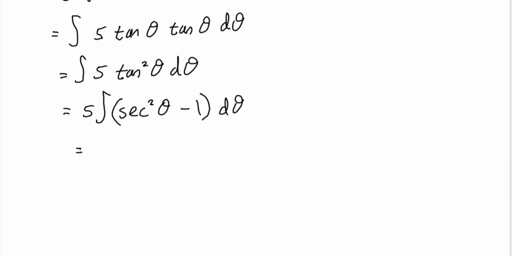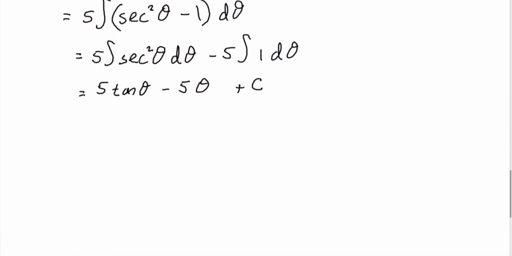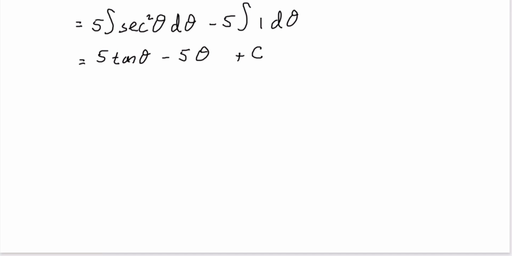At this point we can break apart that integral. We'll have 5 times the integral of secant squared theta d theta minus 5 times the integral of 1 d theta. The integral of secant squared theta is tangent theta. Then we have minus the integral of 1, which is simply theta, and we want to not forget plus c. At this point, let's go back to that substitution that we used at the beginning.